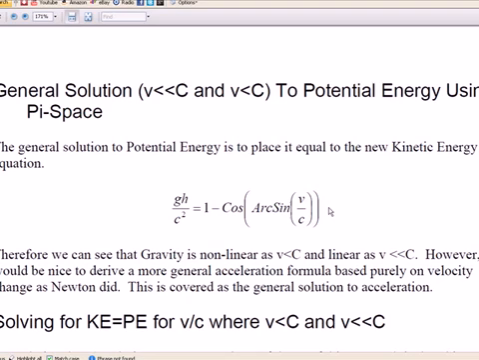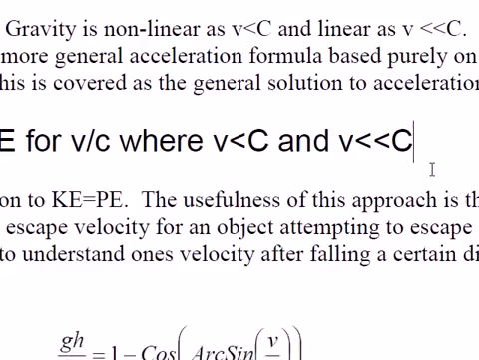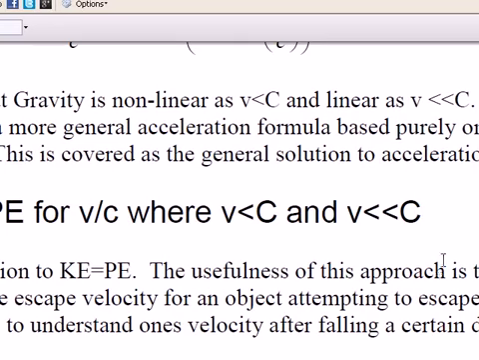So let's take a look at the area gain equals the area loss, which is what this formula represents. Then we move on to saying we want to solve for an escape velocity. It's not just a case of putting one against the other. So we're going to solve for kinetic energy equals potential energy for v over c, where v is less than c.